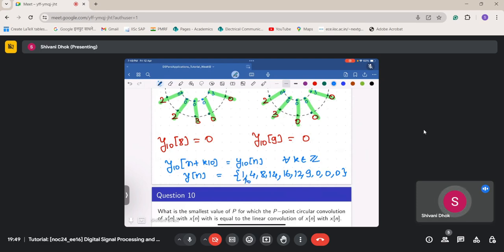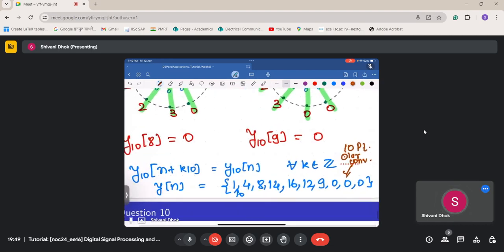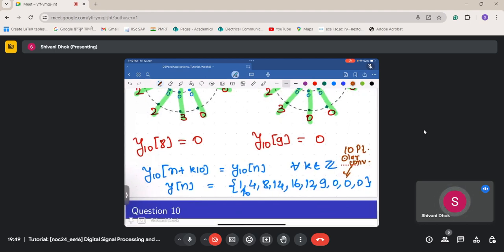And this starts from n equal to 0. So this is the 10-point DFT, the 10-point circular convolution of x of n with itself. Is it clear? Any questions in finding circular convolution of any given signal?